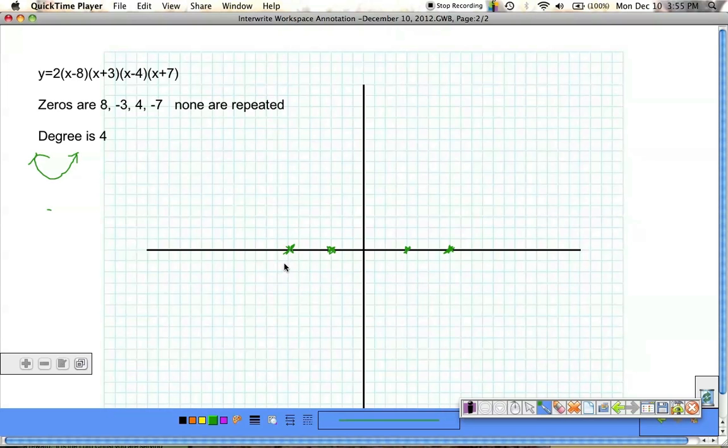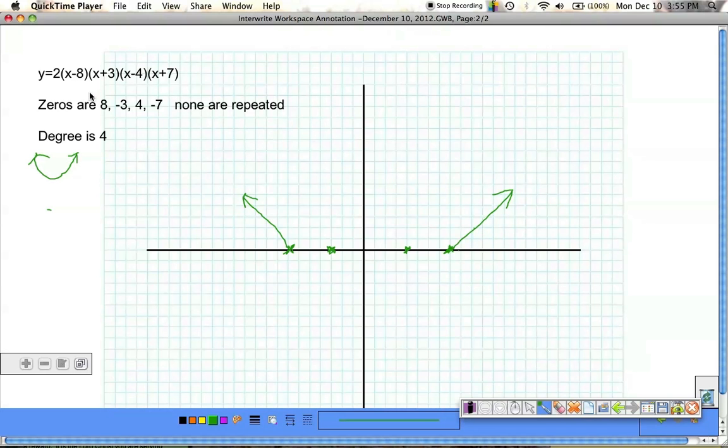So I graph the zeros, and then I look at my end behavior. To the left of the leftmost 0, my function goes up. So I just kind of sketch an arrow that goes up. At the right end, after the rightmost 0, my function also goes up. Now notice I'm not being really accurate.